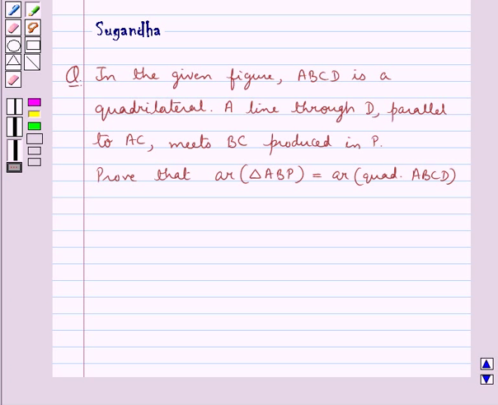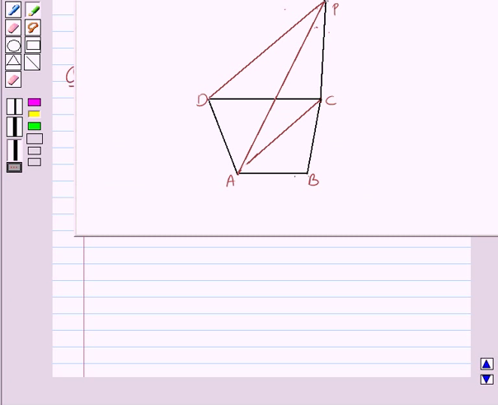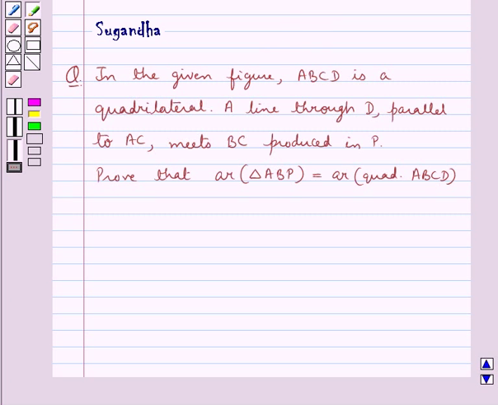In this session, we discuss the following question which says, in the given figure, ABCD is a quadrilateral. A line through D parallel to AC meets BC produced in P. Prove that area of triangle ABP is equal to area of quadrilateral ABCD.